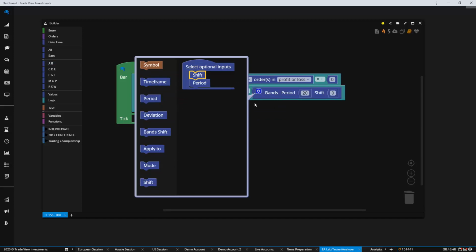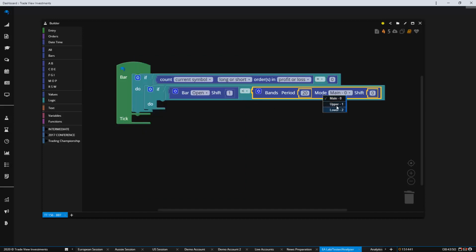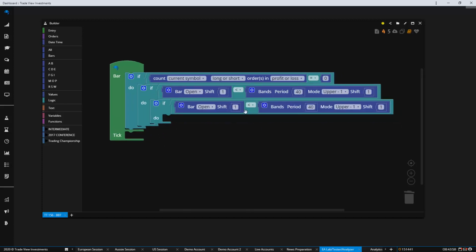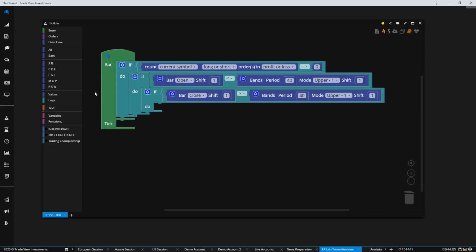Period, shift. Let's think if we need anything else. We need our mode because we want to reference the upper, and then the period I'm going to select to 40 again. These are some variables which we could look to test. I'm going to duplicate that, and I'm going to say now the close of that bar must be above the upper Bollinger Band. So that's essentially rule number 1, let's say.